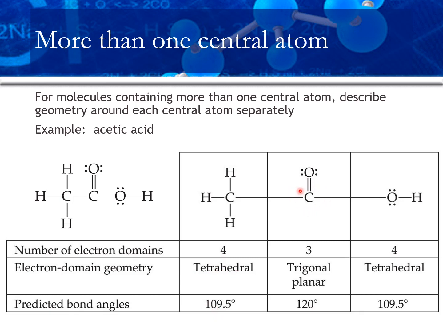The second carbon has 3 domain regions, 1, 2, 3, hence trigonal planar. And then finally, this oxygen has 4 domain regions, 2 bonds and 2 non-bonding pair regions. So it's tetrahedral in electron domain geometry. Its molecular geometry around that oxygen would be bent with a bond angle of approximately 109 degrees.